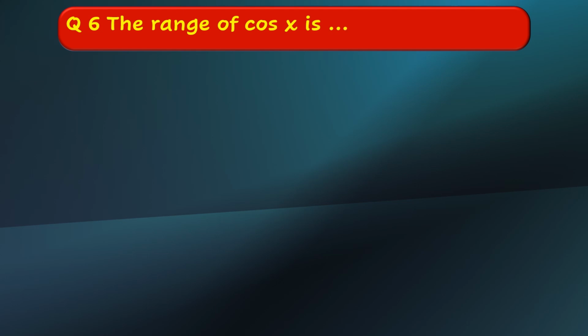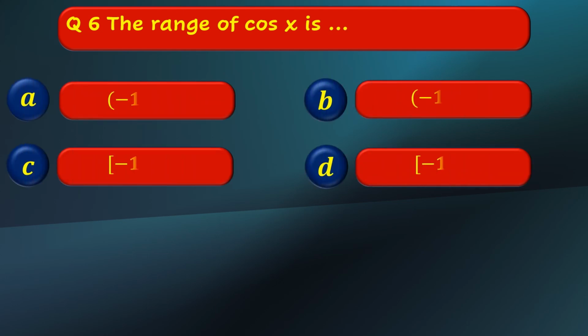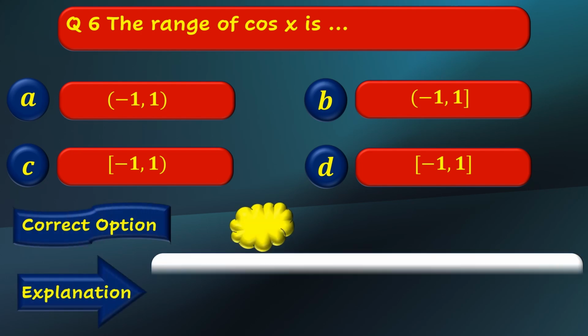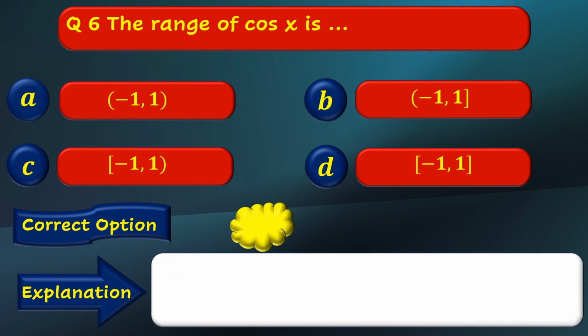The range of cos x is, and the options are. Let's find out which one is the correct option. But before that, let's explain it. We know that cos x is the x coordinate of a point moving along a unit circle. So let's take a unit circle. The range of a unit circle will be from -1 to +1. Similarly, on y-axis from -1 to +1.